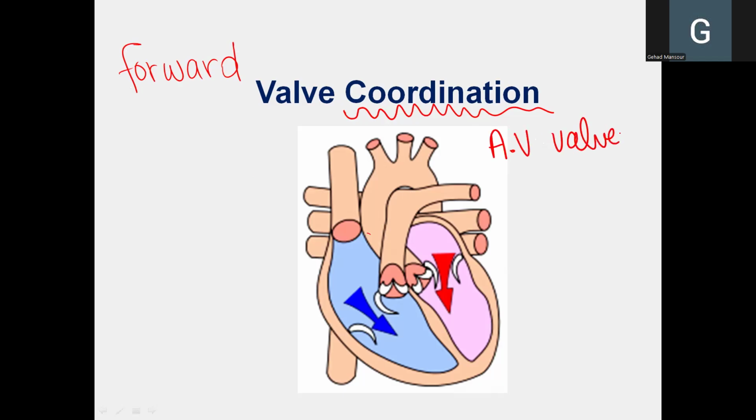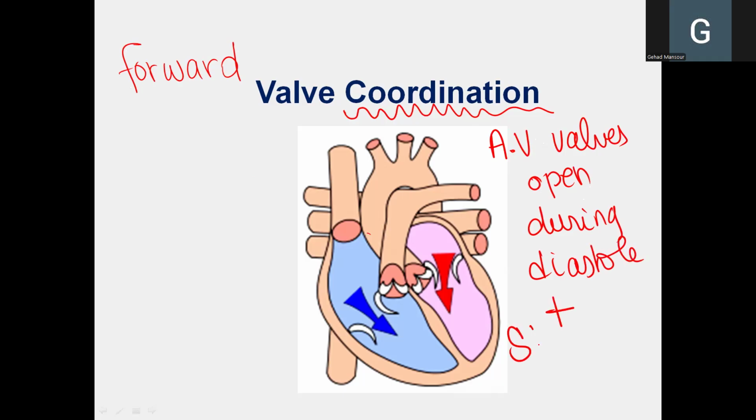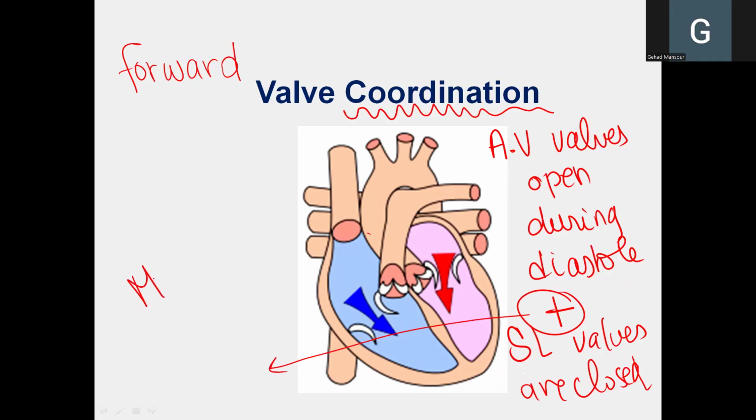atrioventricular valves are open during diastole, during ventricular relaxation, but the semi-lunar valves are closed at that time. Or the reverse, you might say, atrioventricular valves closed during systole, and while the semi-lunar valves are open. So the plus sign here means meanwhile. And this is what we mean by coordination. They coordinate together to ensure smooth forward flow of blood.